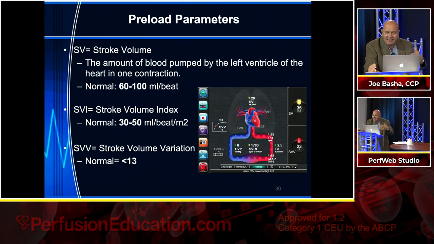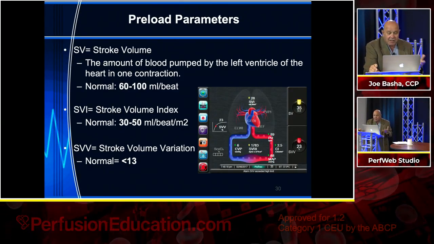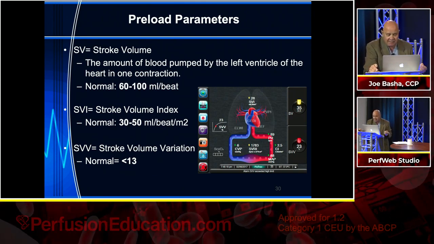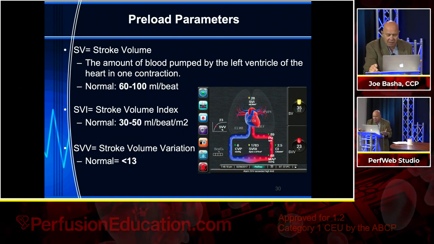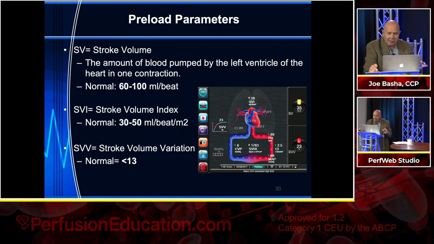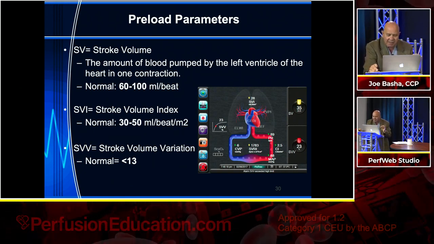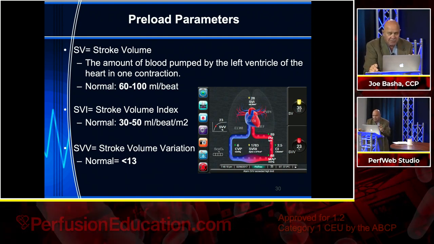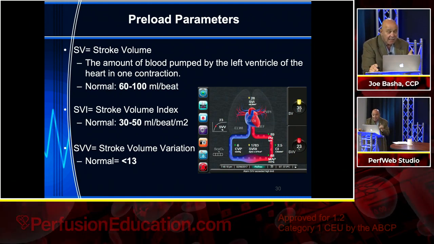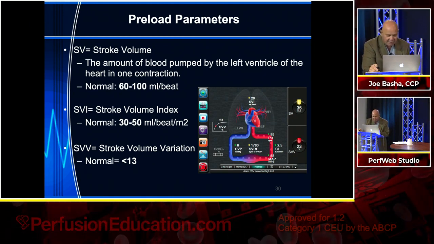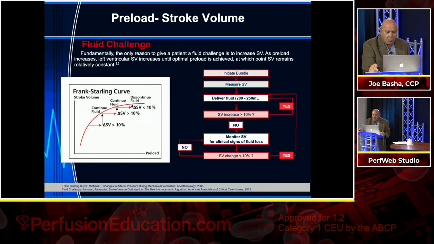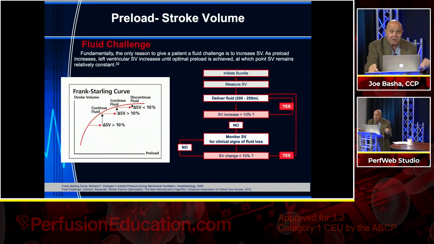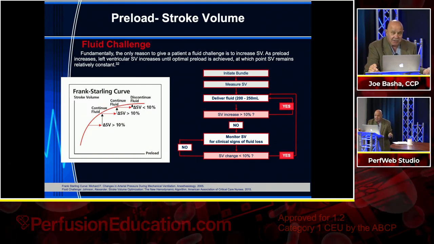So this device, the EV1000, measures stroke volume on a beat-to-beat basis, very important, and stroke volume index, but also stroke volume variation, and this is where it gets very important. You want it to be less than 13. I'm not 100% sure what that number 13 means. I probably should have asked that question. What it tells you is, should you or should you not give this patient volume?